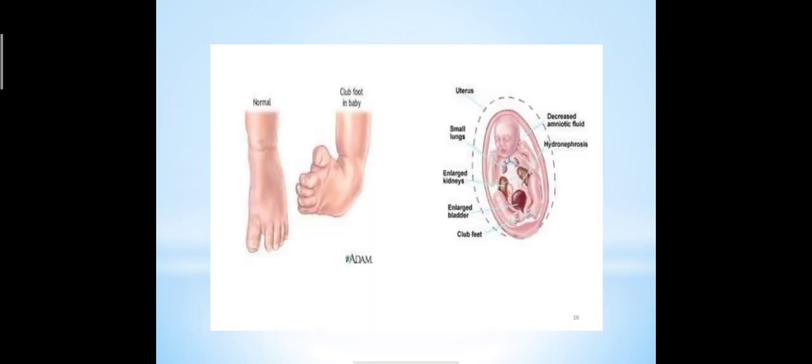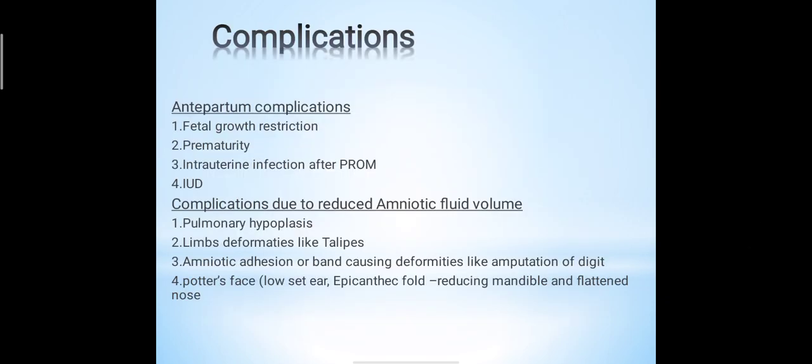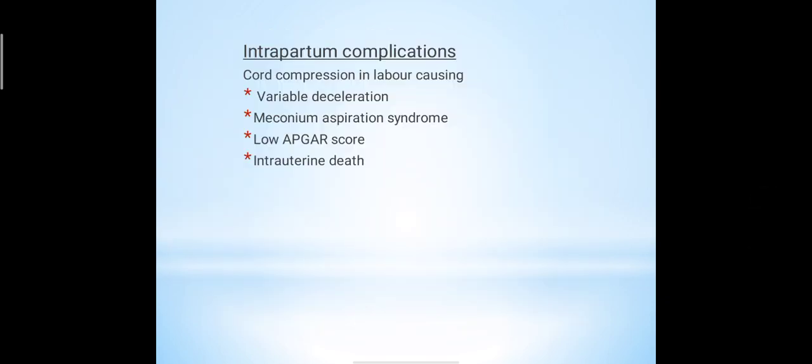Intrapartum complication. Fetal morbidity and mortality is increased in oligohydramnios. Cord compression in labor causes variable deceleration, and the fetus goes into fetal distress because there is no liquor.